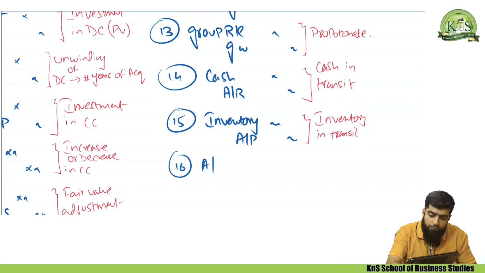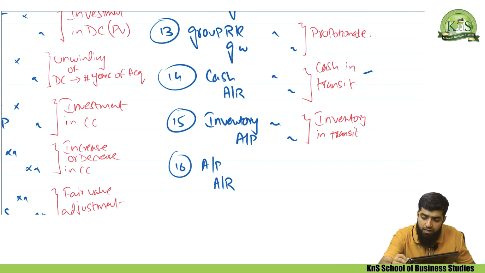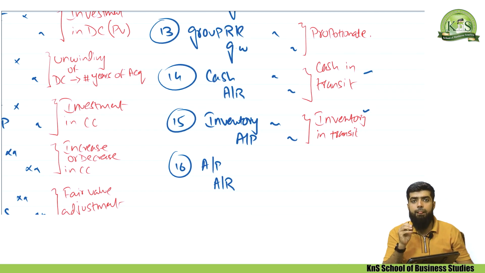Now the final entry will be made for the accounts payable debit and accounts receivable credit. Please keep one thing in mind whenever you have cash in transit as well as inventory in transit. First of all, you need to adjust both the entries, and then you set off the accounts payable and accounts receivable.